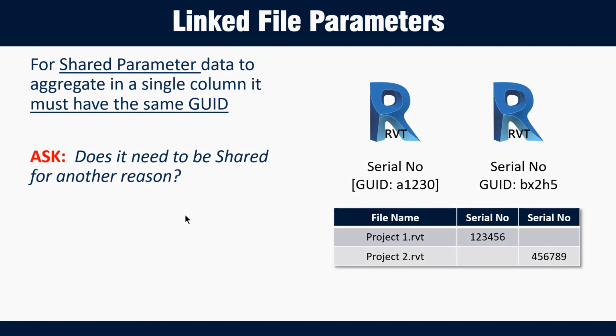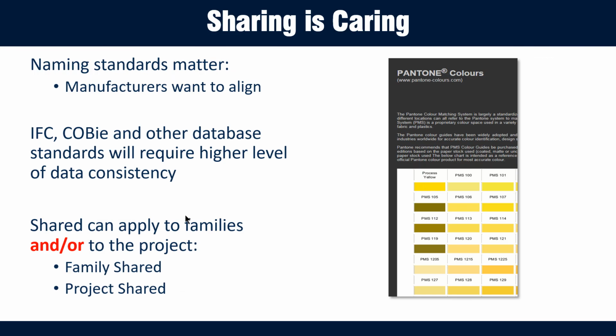All right, sharing is caring. We all know that, right? We've been told that our whole lives. The thing about manufacturers is a lot of them want to brand themselves, right? And so if you want your data to show up in schedules, then you need to make it a shared parameter. Anybody using IFC? Anybody working in other platforms, maybe with somebody in ArchiCAD, where you have to export out to IFC? If you need to export any of that data, if you need a higher level of consistency, you need to be using shared parameters.